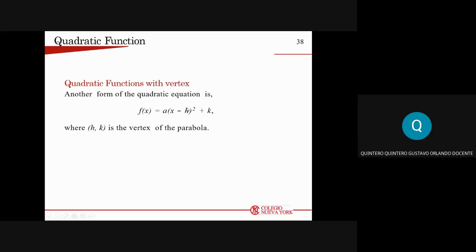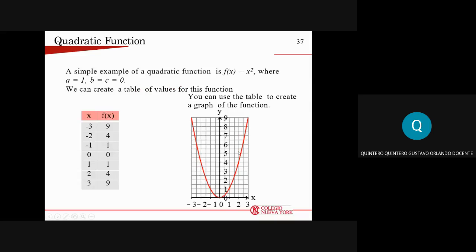This function is called the vertex quadratic form. The vertex form. Why is it called the vertex? Okay, because in this presentation you can see which is the vertex of the parabola. Now, if you're kind of lost, let me explain that a little bit better. The vertex is this point over here.